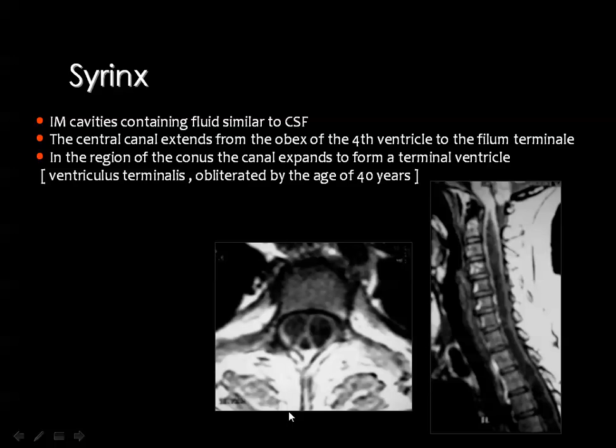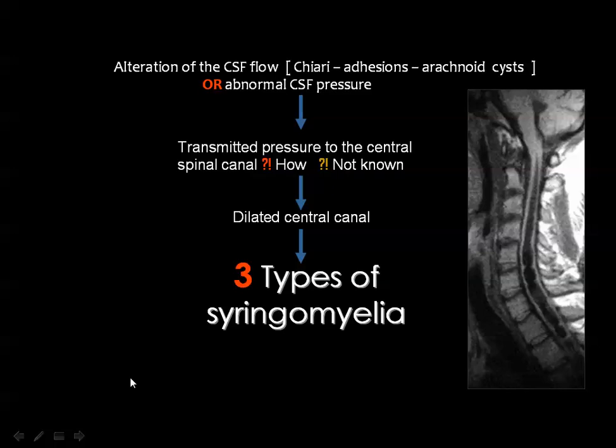Then finally, intramedullary syringomyelia, which means that there is a cavity inside the substance of the spinal cord. As you can see here, there is a diffuse low signal cavity involving most of the cervical and upper dorsal spinal cord. And the pathology of the development of this syrinx inside the spinal cord is not well known. There is alteration of the CSF flow at the base of the skull, or abnormal CSF pressure, and this pressure will be transmitted to the central spinal canal. We do not know how this can occur.